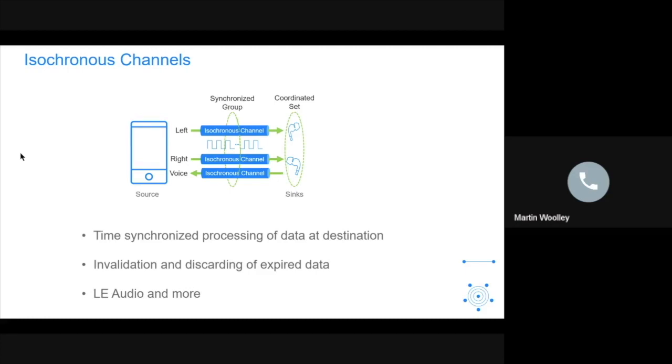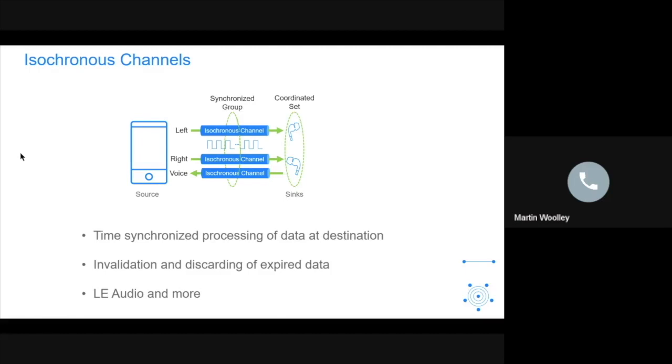And isochronous channels allow one device to communicate with multiple other devices in such a way that the processing of the data delivered is synchronized in time, very precisely. Look at the diagram there. I'm showing a couple of earbuds. They're independent devices, completely separate electronic devices, but they must process the audio data delivered to them at precisely the right time so that the user experience is as expected. And that's what Isochronous Channels gives you.